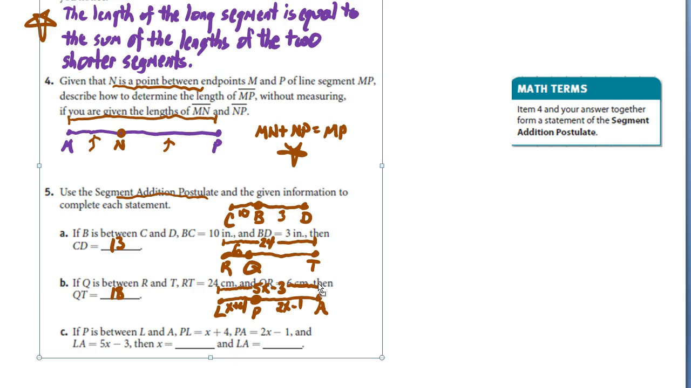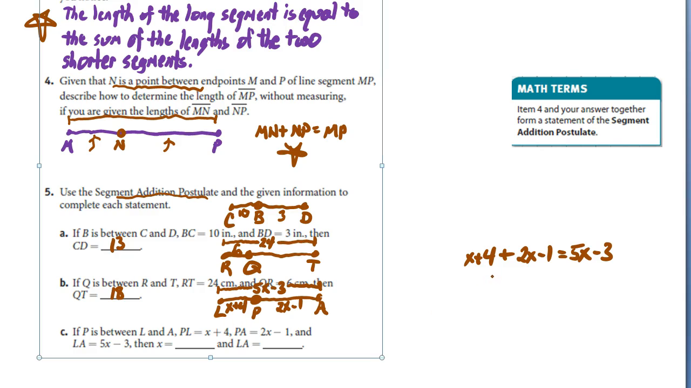Notice how this drawing, taking the time to make this drawing, will help us to answer this question. The segment addition postulate says if we take the two shorter lengths and add them together, that will equal the longer length. Let's come over here on the side and create an equation. So our first shorter length plus the other shorter length is equal to the entire long segment, 5x minus 3. We've created this equation from this sentence.